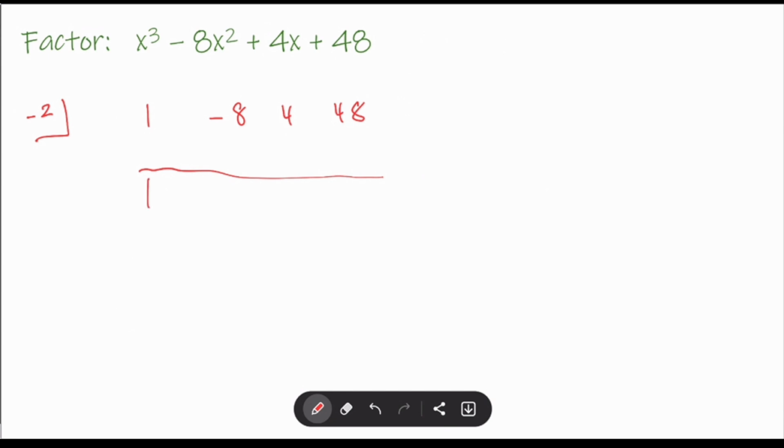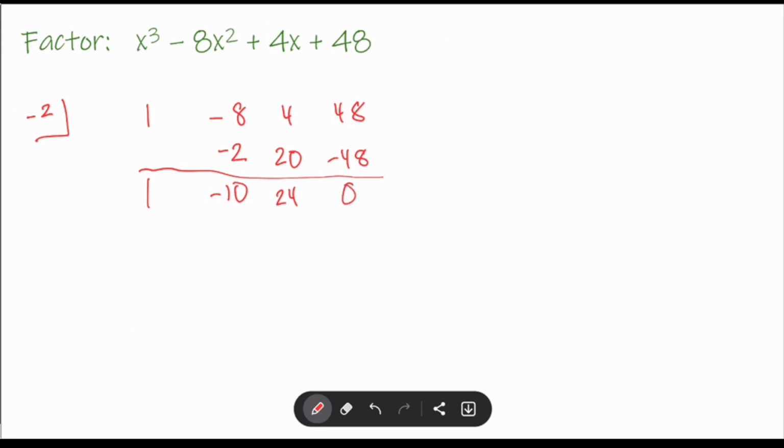All right, so it will be 1. 1 times negative 2 is negative 2. And then negative 8 plus negative 2 is negative 10. Negative 10 times negative 2 is positive 20. And then 4 plus 20 is 24. And 24 times negative 2 is negative 48.